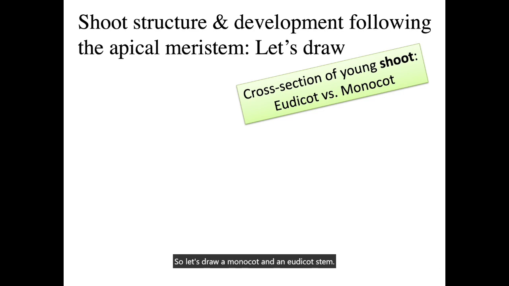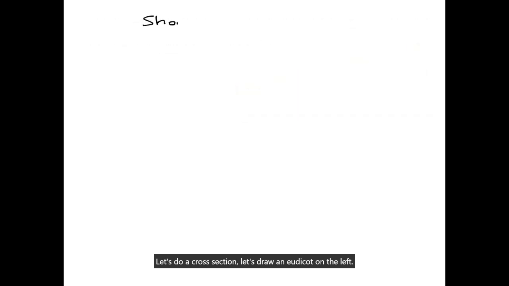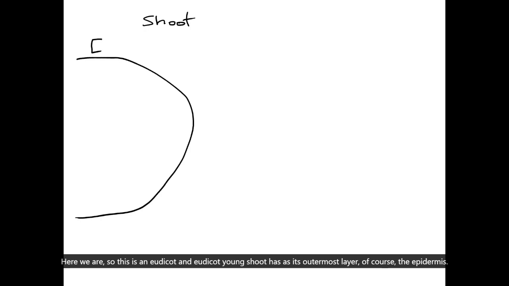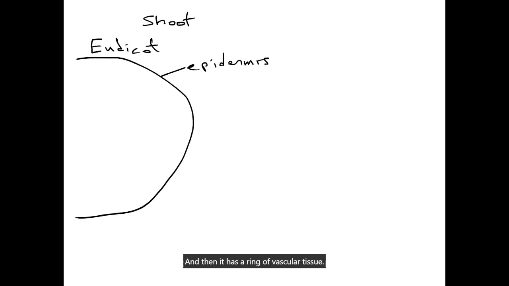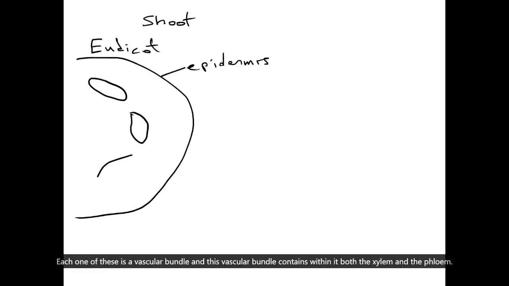So let's draw a eudicot and a monocot stem. Let's do a cross-section. So let's draw a eudicot on the left. Here we are. So this is a eudicot. A eudicot young shoot has as its outermost layer, of course, the epidermis. And then it has a ring of vascular tissue. These groups of vascular tissue are called vascular bundles. Each one of these is a vascular bundle.